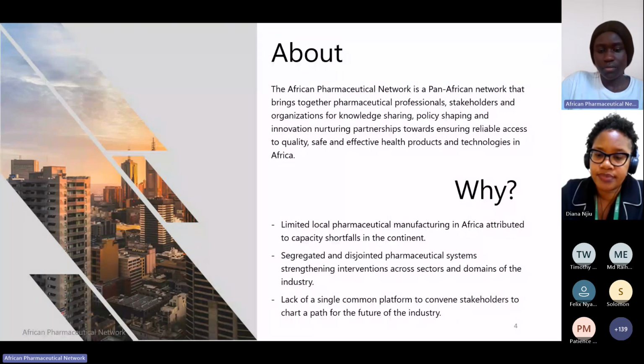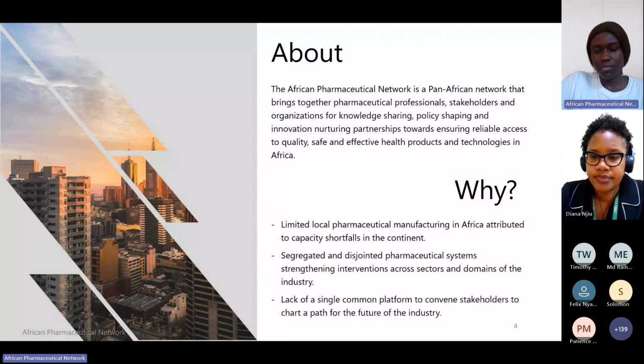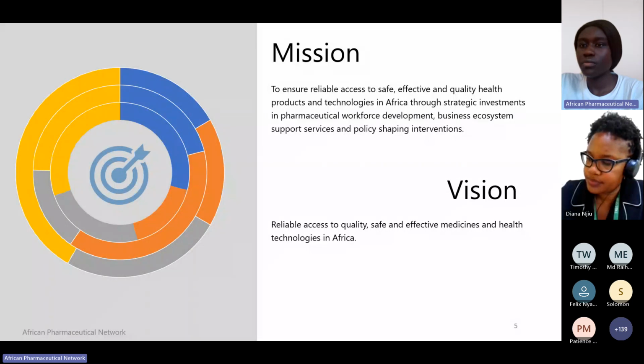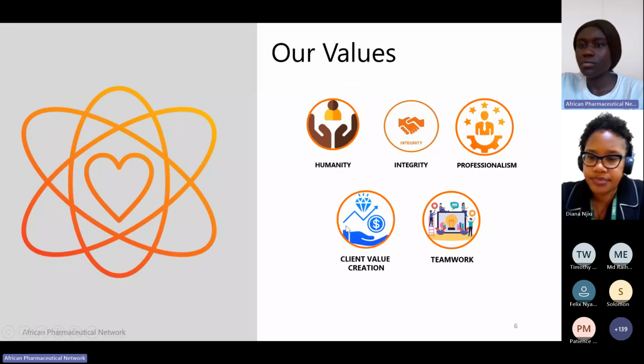Our mission and vision is basically pharmaceutical system strengthening. And what does that look like for us? It is that every patient has reliable access to safe, effective, and quality health products and technologies. At the core of our values is humanity, because before we are anything else, before we are professionals, we are human beings. Integrity, that we need to be ethical and accountable in our ways of dealing. Professionalism, because we are professionals in our ways of working.